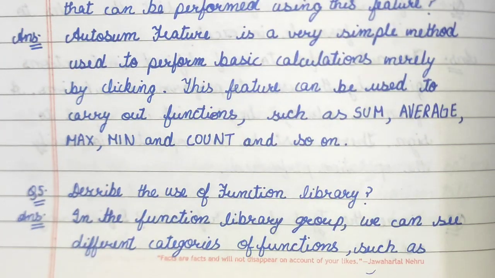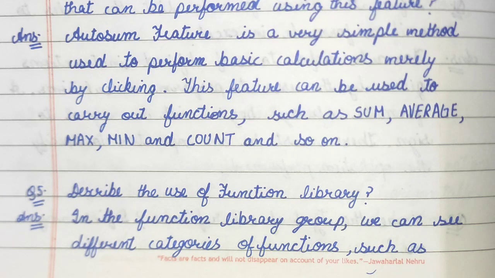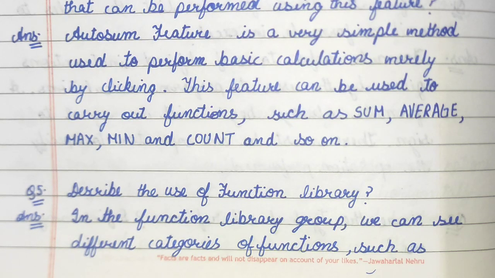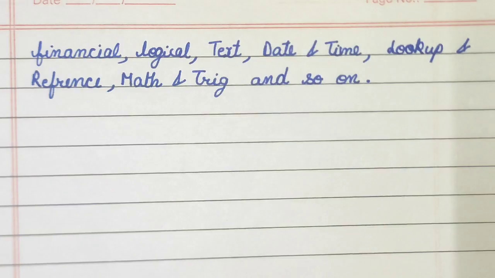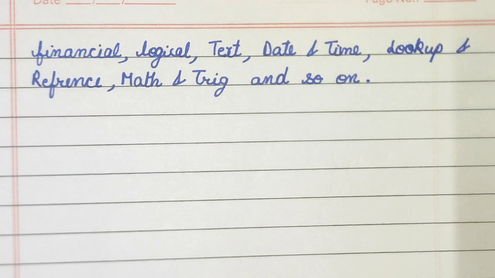Question number 5. Describe the use of function library. Answer. In the function library group, we can see different categories of functions such as financial, logical, text, date and time, lookup and reference, math and trig, and so on.